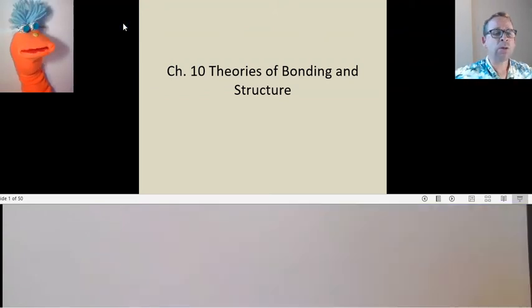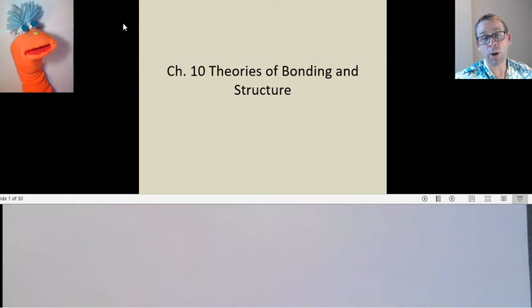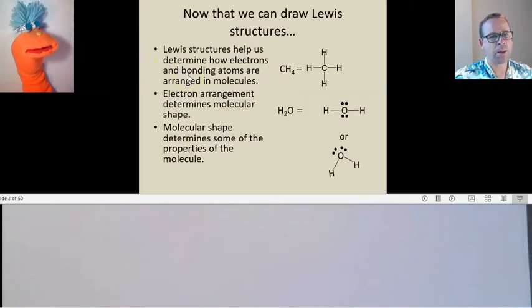All right, so we're going to look more at structure of compounds, specifically molecular compounds in this chapter. We can draw Lewis dot structures now, and from those Lewis dot structures, we want to be able to predict information about relative boiling point, melting point, reactivity.